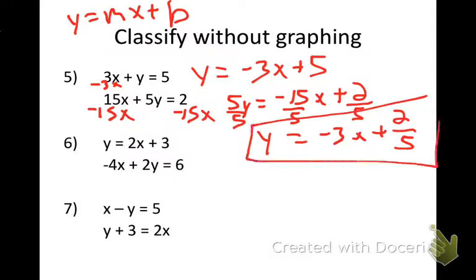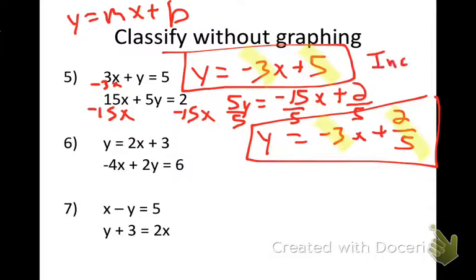I've run out of room here, but I have my two lines: y equals negative 3x plus 5, and y equals negative 3x plus 2 over 5. The first thing I'm going to do is look at the slopes. The slopes are the same, so now it has to be either dependent or inconsistent. Now I look at my y-intercepts. My y-intercepts are different, which leads me to say that this one is an inconsistent solution because they would be parallel.